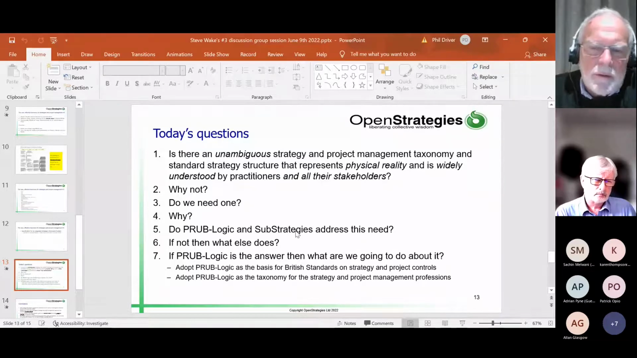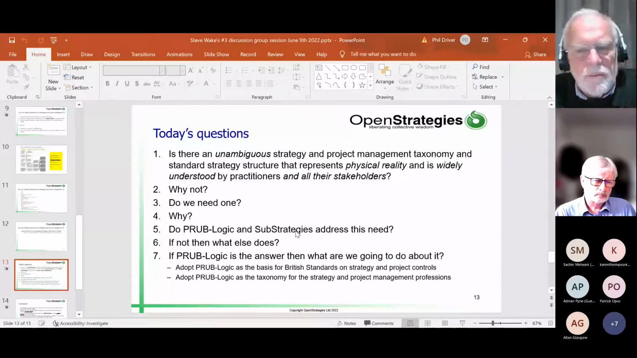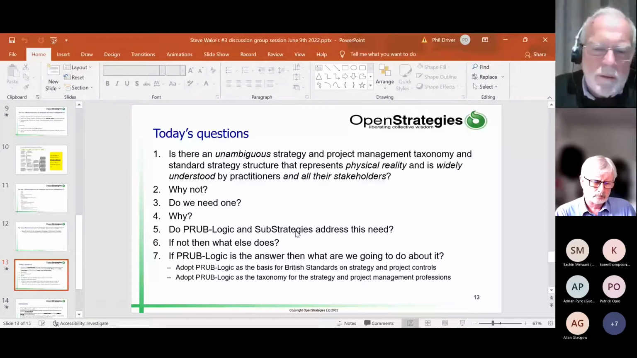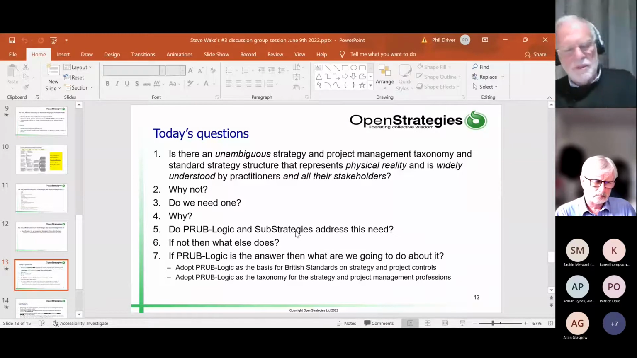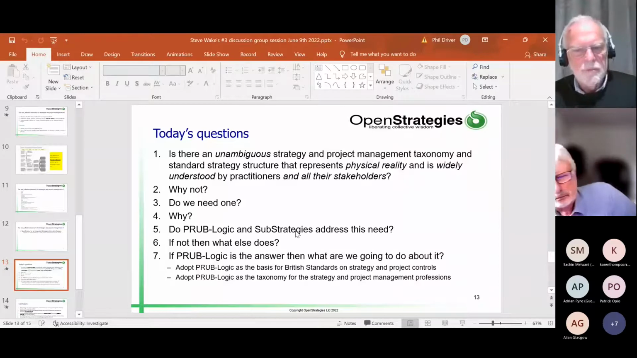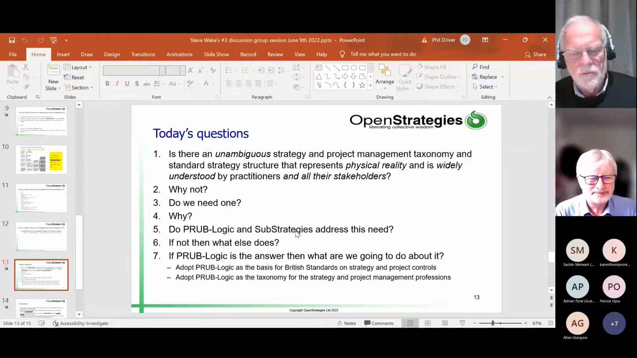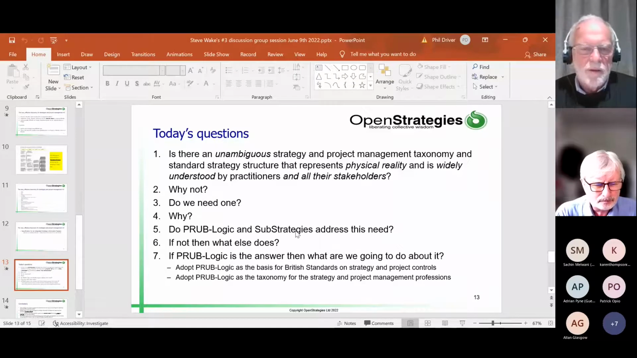So I guess the question is: are the current project management and strategy taxonomy and information structure sufficiently good and unambiguous? Has the industry got one, and why not? Do you need one, and why would you need one? Does PRUB-Logic address this need? If not, then what else does? And if it does meet the need, then I've cheekily thrown in there, make it a British standard and make it the standard taxonomy for strategy and project management. So I'd love to hear feedback on any of those questions.